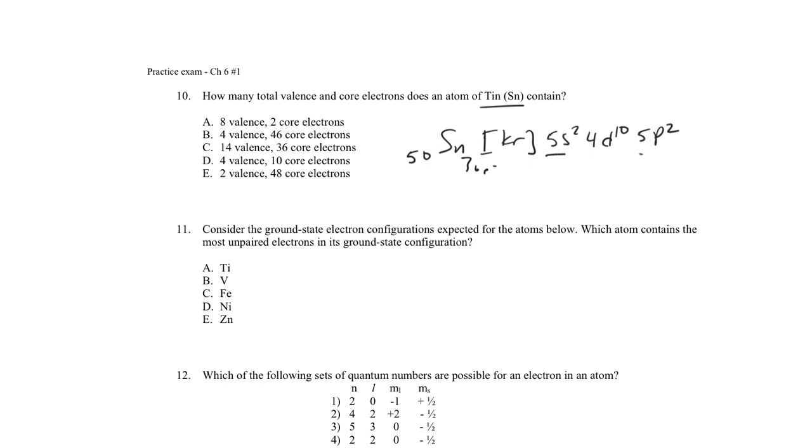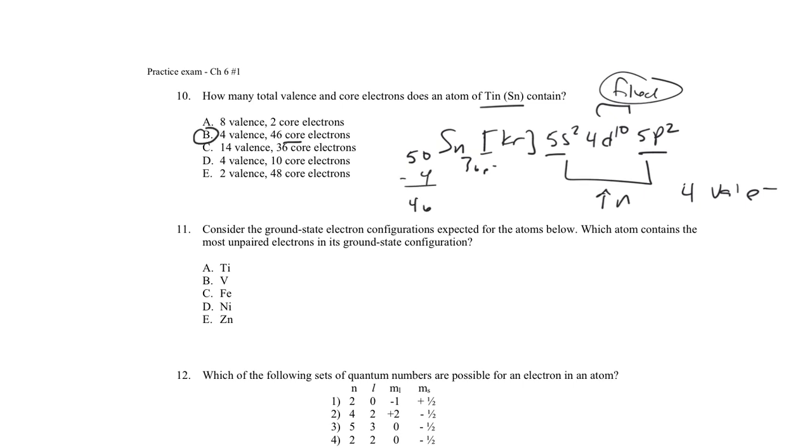5p2. The highest n is 5, so these are our highest n. So we have 4 valence electrons. This is filled, so we don't count that lower subshell because it's a filled subshell. And so we have 4 valence electrons, and then all the remaining electrons are what we call core electrons. So all the remaining 46 electrons are the core.